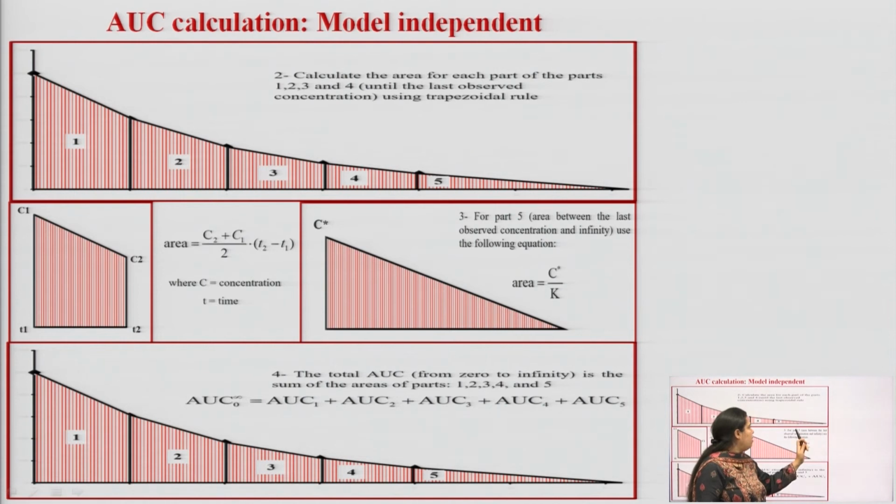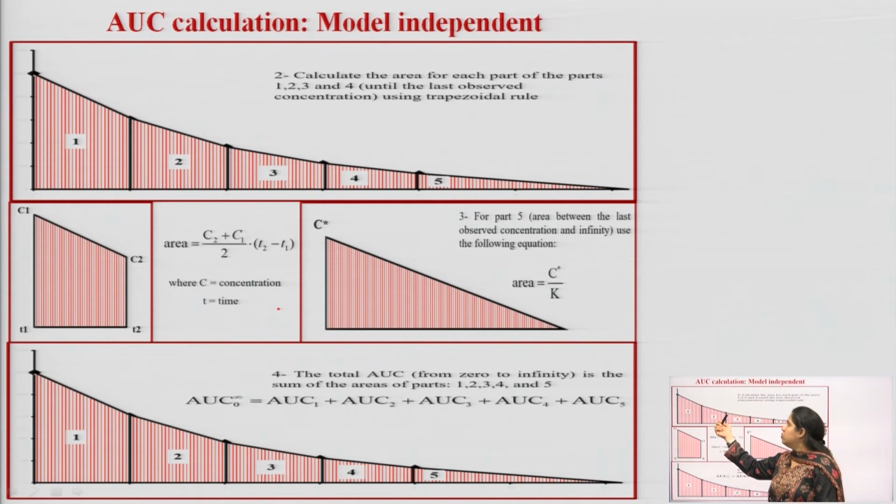Now, for part 5, the area between the last observed concentration and infinity, use the following equation. For that particular trapezoid, the area is equal to C2 plus C1 by 2. This is the C1 concentration, and after time t it is reduced to C2, then reduced to C3, and changed to C4, C5.